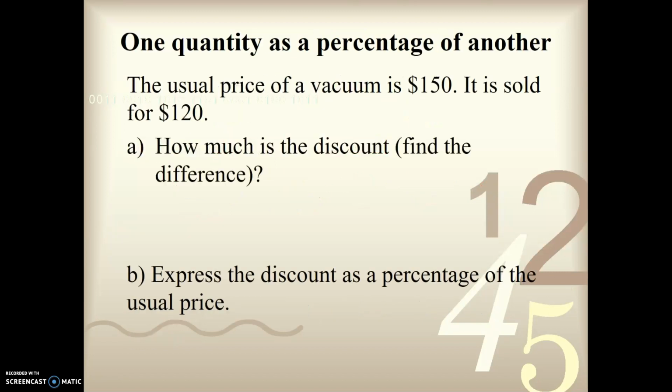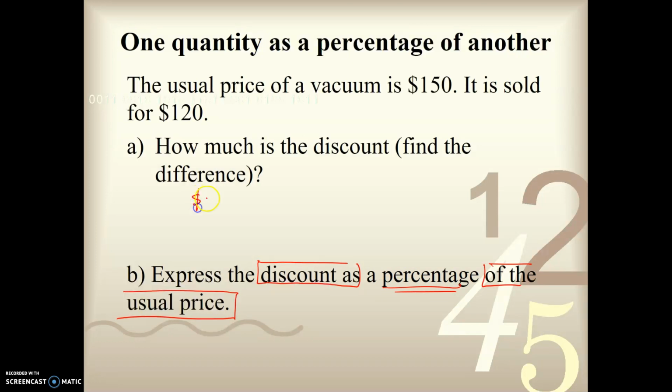Okay, number 2. Let's take a look at this one. This has two parts to it. The usual price of a vacuum is $150. It is sold for $120. Part A says, how much is the discount? And our little hint there says to find the difference. And part B says to express the discount as a percentage of the usual price. So it's going to be discount as, and then of usual price, and we're going to express it as a percentage.